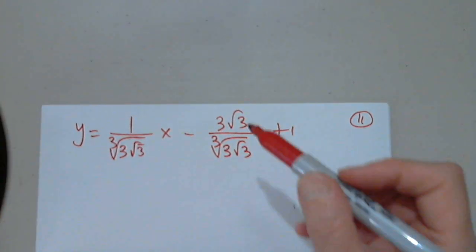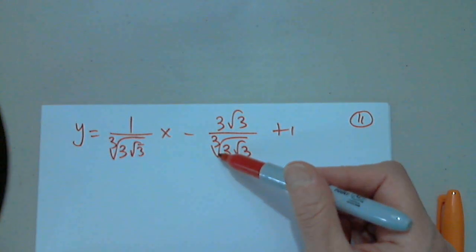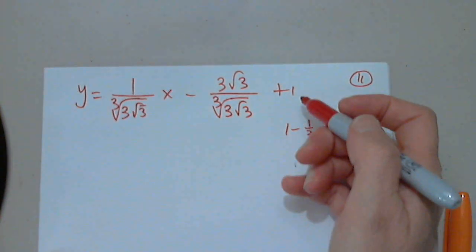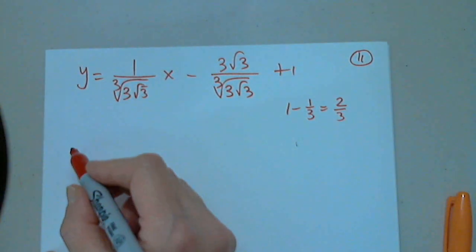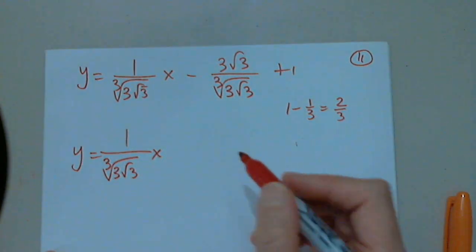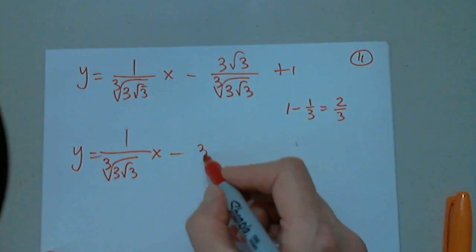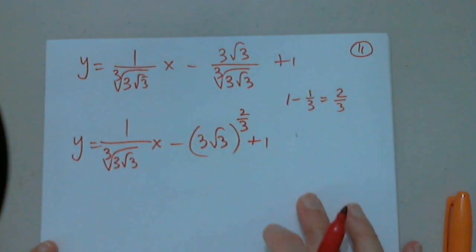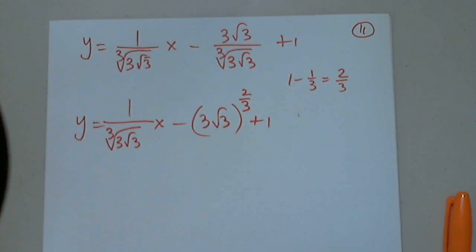Okay, so this is at power 1, and this is at power 1/3, and 1 minus 1/3 equals 2/3. But I won't be able to add the 1. It has to stay as is. So the cube root of 3 the square root of 3 x minus 3 the square root of 3 to power 2/3 and plus 1. Can it get uglier than that? I doubt. So this is the equation of the tangent line.